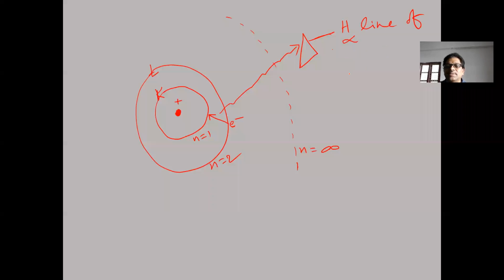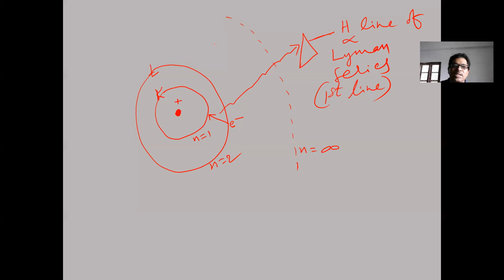How did you say it is the Lyman series? The electron is coming to the first orbit, which means it is the Lyman series. The electron is coming from the second orbit to the first orbit, and in this case we take the first line, which is the alpha line. So the alpha line of the Lyman series is the first line, the H alpha line.